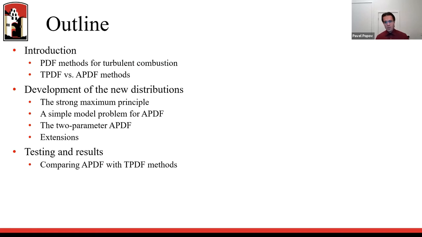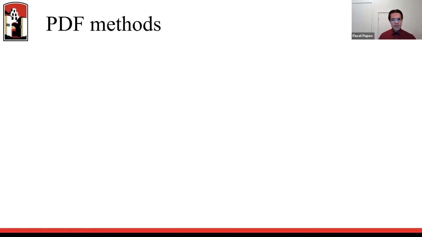It is all well and good talking about theoretical drawbacks of the beta distribution, but we need to measure something quantitatively to see if we're doing better. To test how well the new distributions are doing, I'll compare with transport PDF methods, which are inherently more accurate. And finally, I'll get into conclusions and future work.